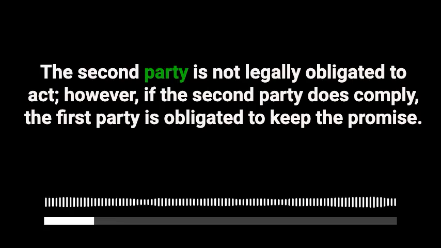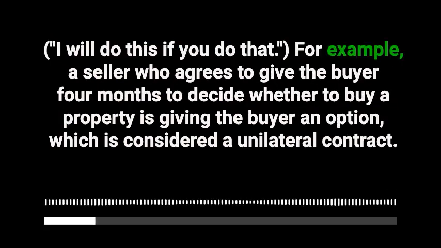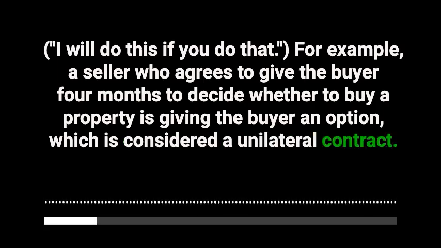The second party is not legally obligated to act. However, if the second party does comply, the first party is obligated to keep the promise. For example, a seller who agrees to give the buyer 4 months to decide whether to buy a property is giving the buyer an option, which is considered a unilateral contract.